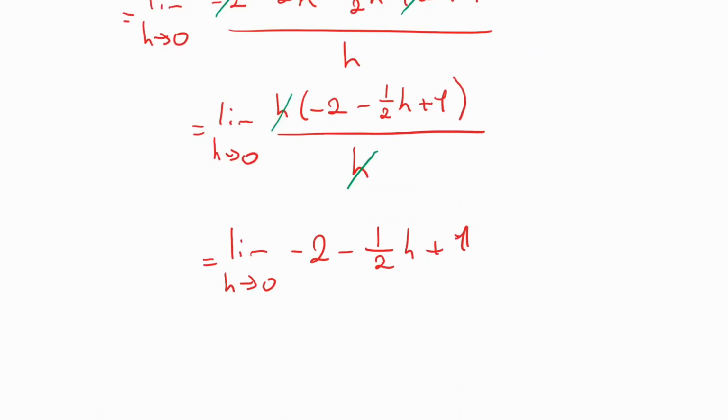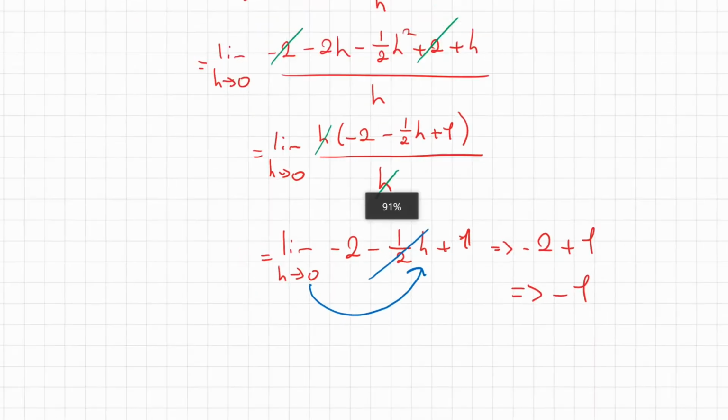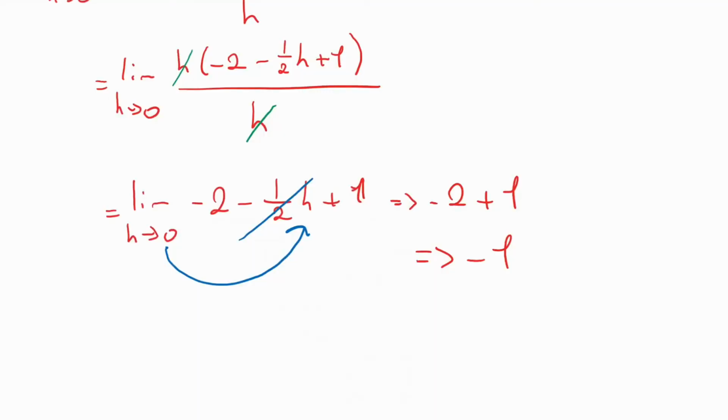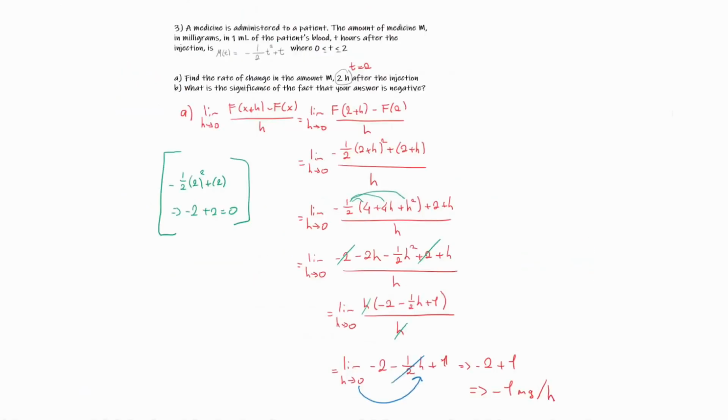Now I can say, okay, now plug in 0 for h. So this is canceled out. I'm left with -2 plus 1, which comes out to -1. And since I found what m is, my m is going to be milligrams per hour. So since I found the rate of change being -1 milligram per hour, what it means is after 2 hours, so let's say I have 3 hours, going from 2 to 3, my milligrams goes down by 1.